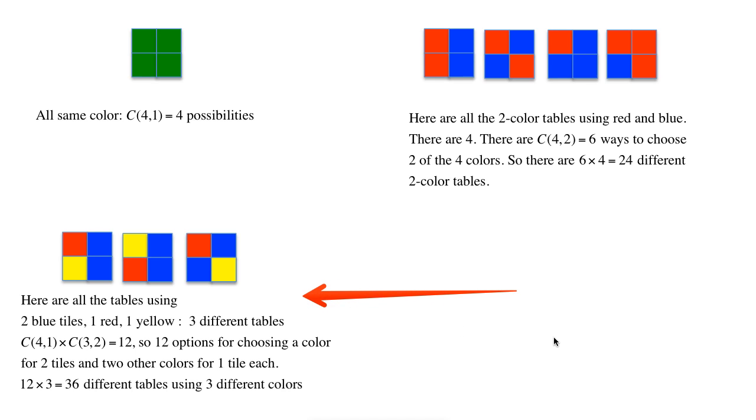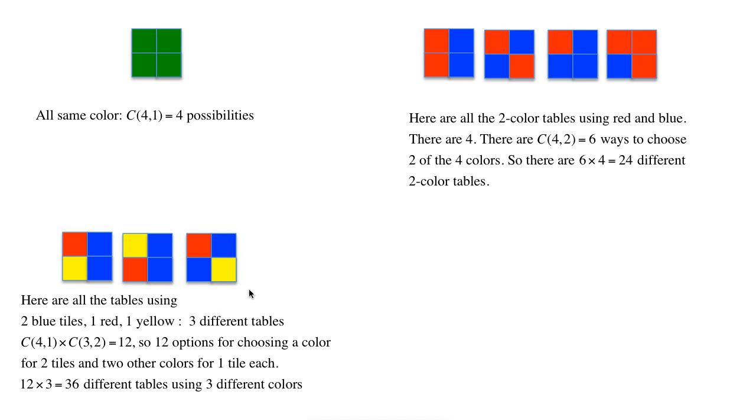Now let's move over here and think about tables that use 3 colors. The first thing to understand is that if you're going to use 3 colors and make a table that uses 4 tiles, the only way to do that is to have 2 tiles of 1 color and 1 tile each of 2 different colors. So for the 3 colors we're using, there has to be 1 of those colors where we're using 2 tiles, and the other 2 will just be made up of 2 different tiles of 2 different colors.